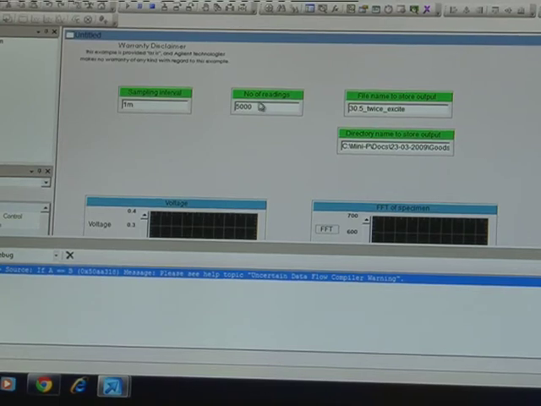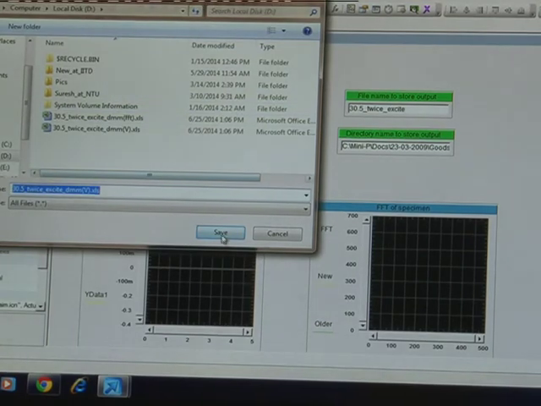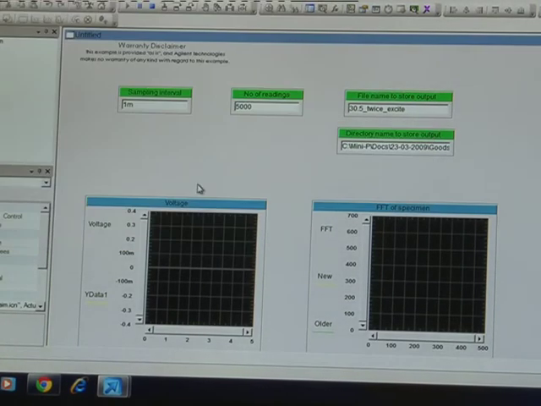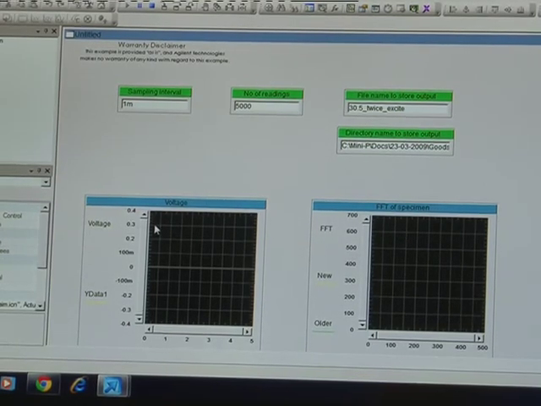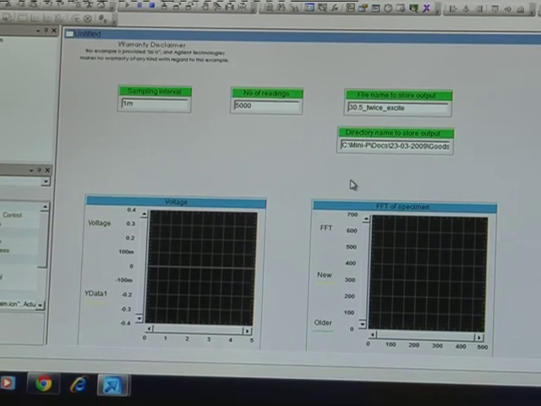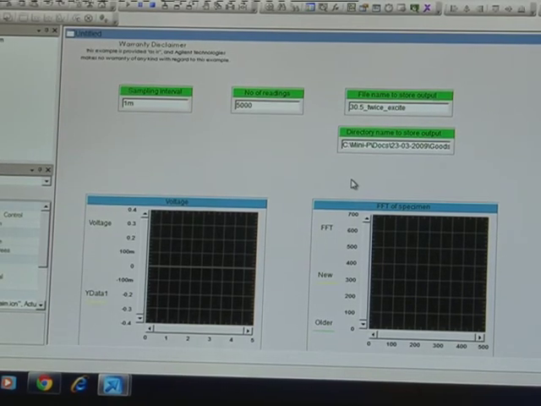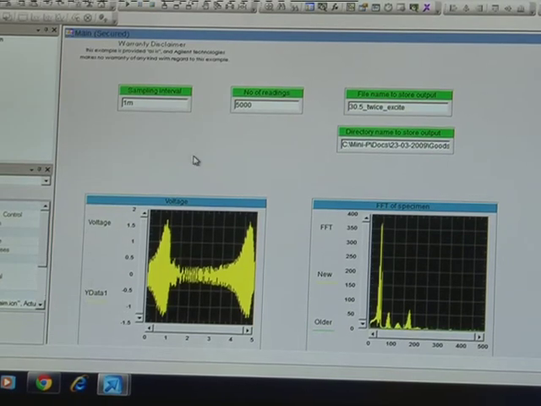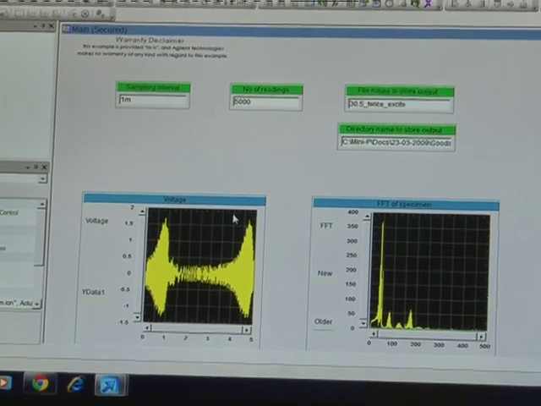It takes some time to capture 5000 readings. It is again asking me the location and the file name. This experiment also helps to get the natural frequency of the beam.